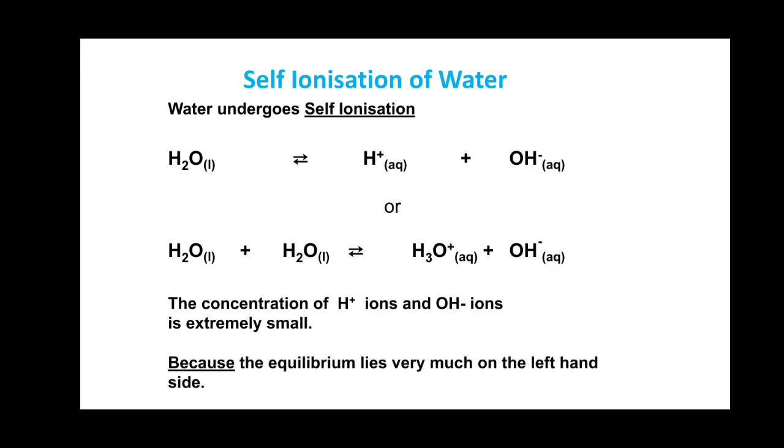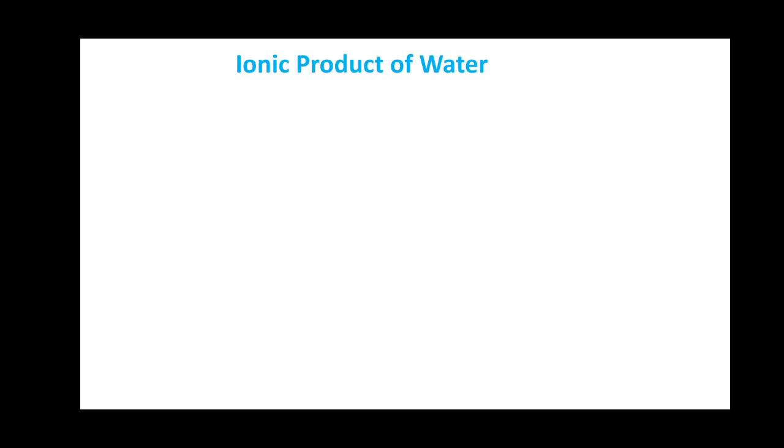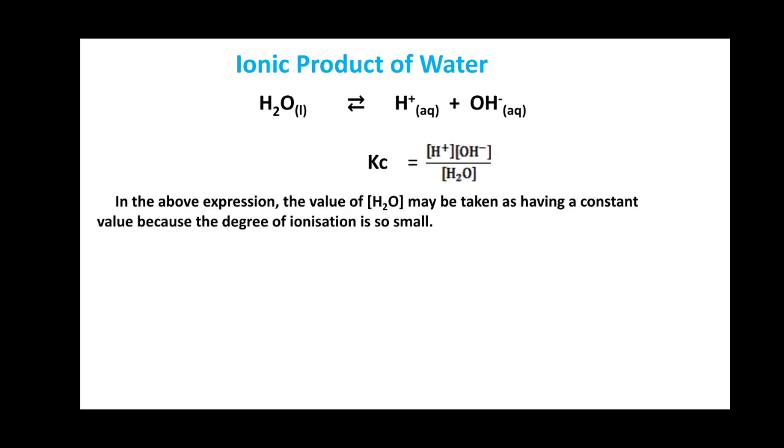This is because the equilibrium lies very much on the left-hand side of the reaction, which means the products are present in very small amounts. And the ionic product of water, as it releases H+ and OH- according to the dissociation constant equation, we can take as [H+] multiplied by [OH-] divided by [H2O] in the above expression. The value of [H2O] may be taken as a constant because the degree of ionization is too small.